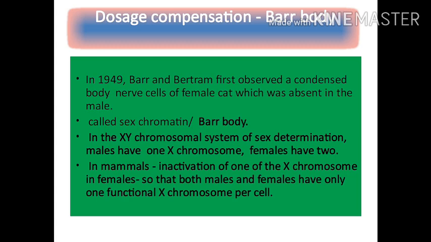So here, what is a Barr body? A darkly staining chromatin body present in the nucleus is called a Barr body. It is also called a sex chromatin. Later only it is named as a Barr body. In 1949, Barr and Bertram first observed a condensed body in the nerve cell of a female cat, while it was found to be not present in the male. Here it is said to be a Barr body.